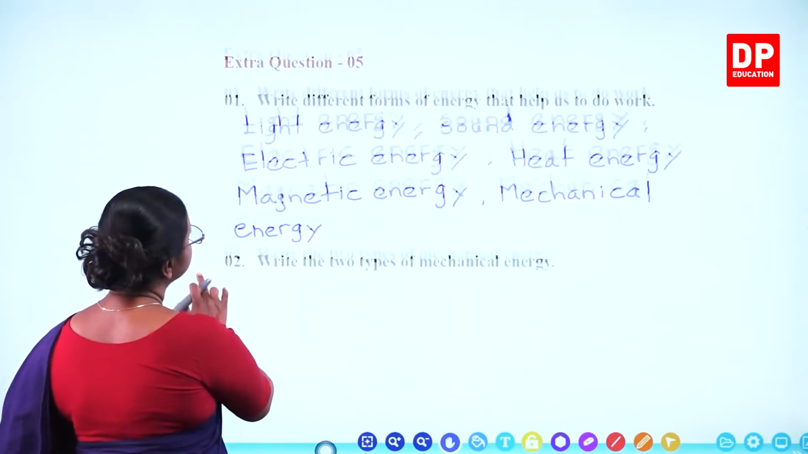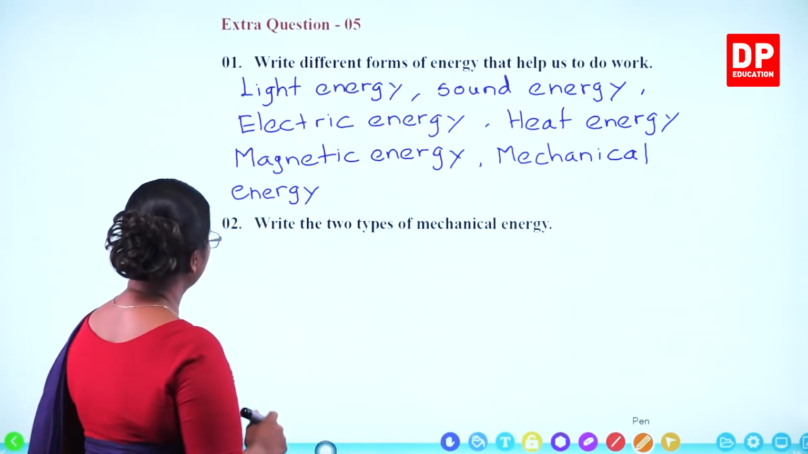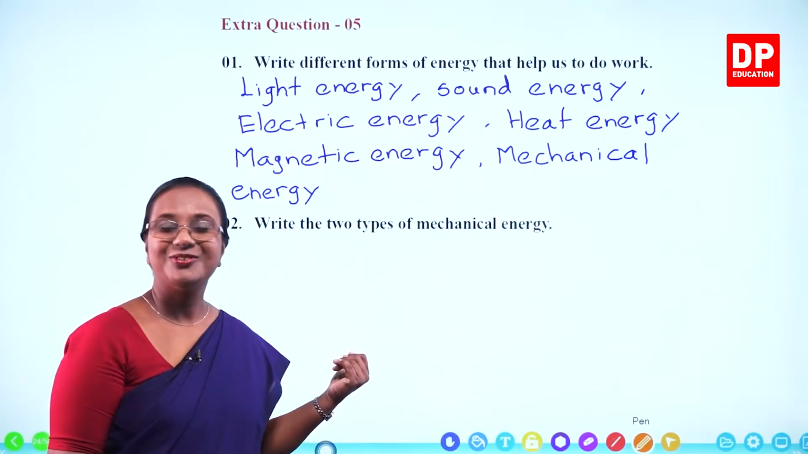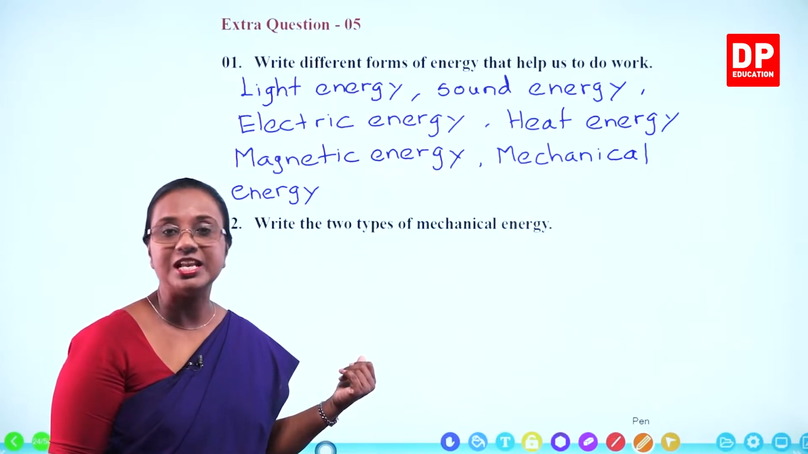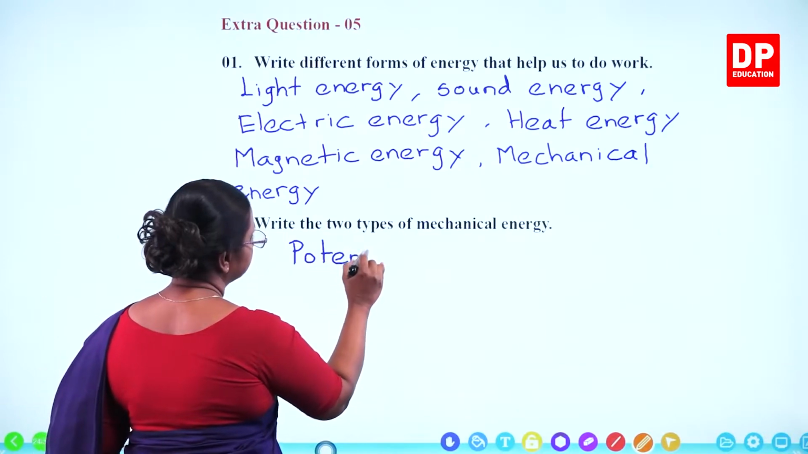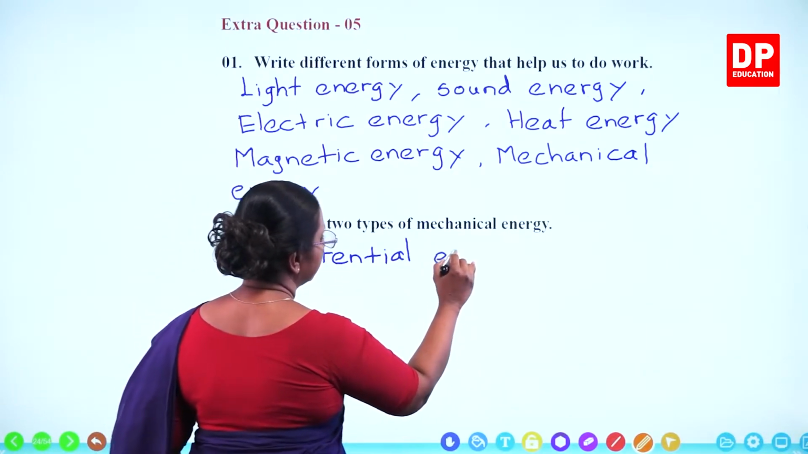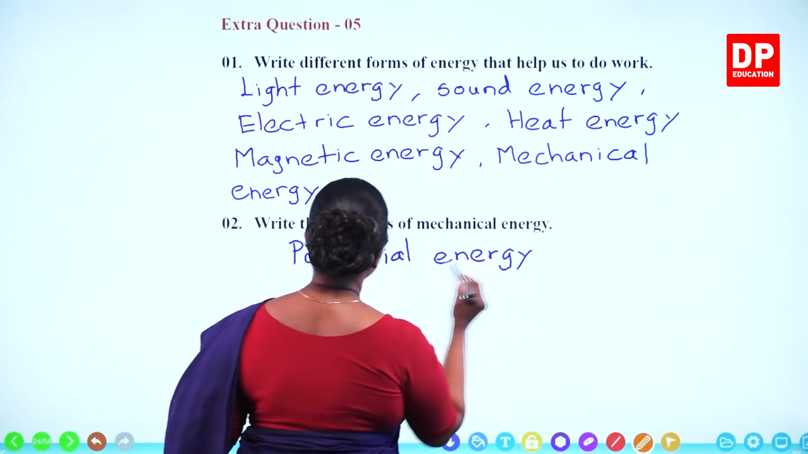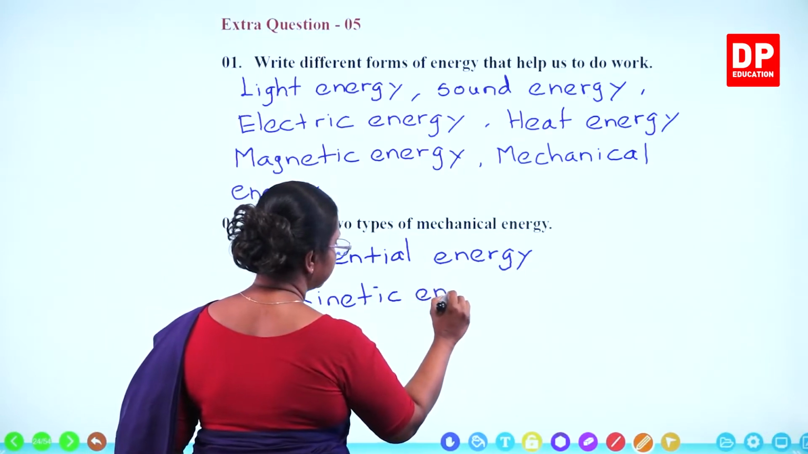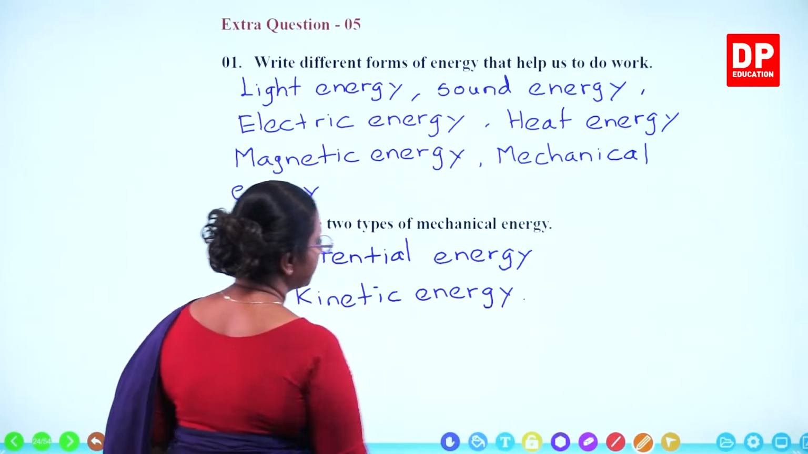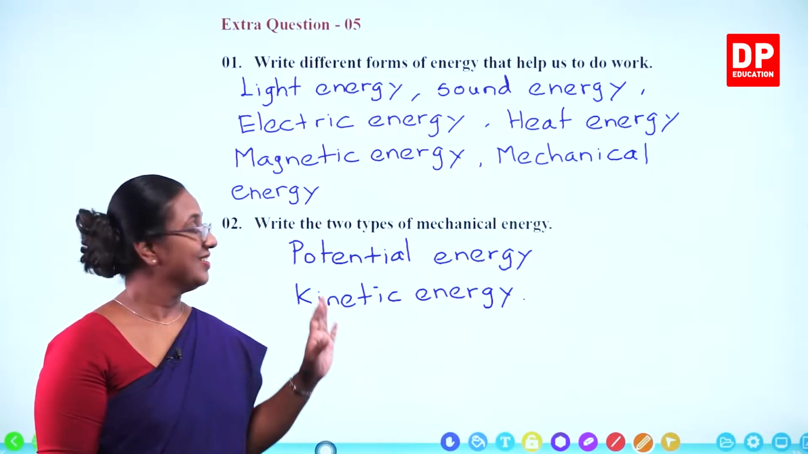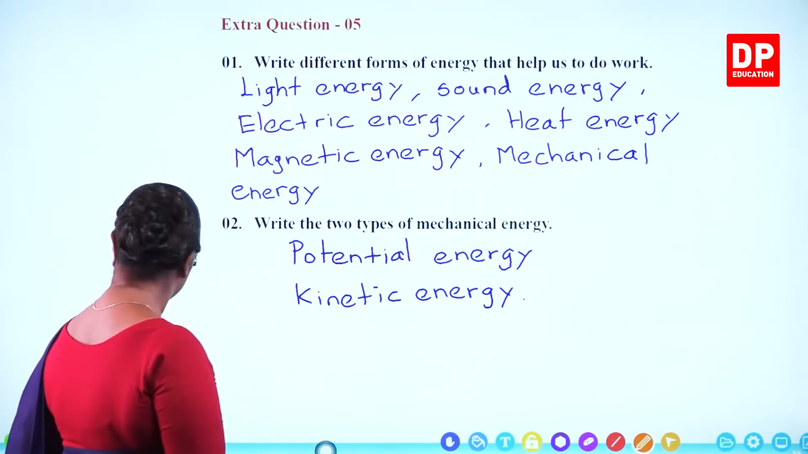Then the next question, that's part 2. Write the 2 types of mechanical energy. I have already told you all that. What are the 2 types? The potential energy and kinetic energy. Potential energy and kinetic energy, the two types of mechanical energy. Is that okay, students? So then let's move on to the next slide.